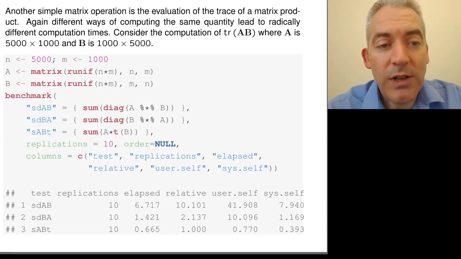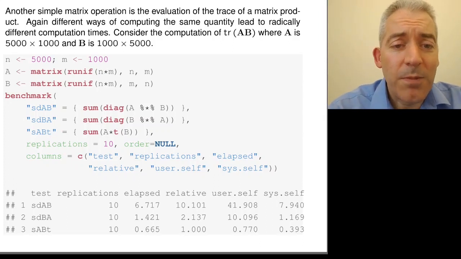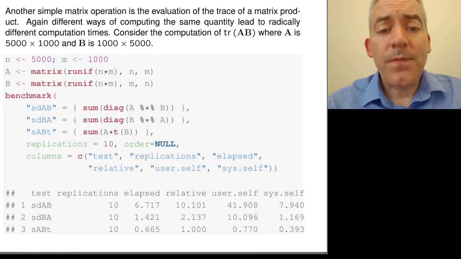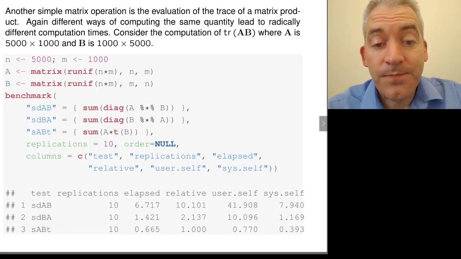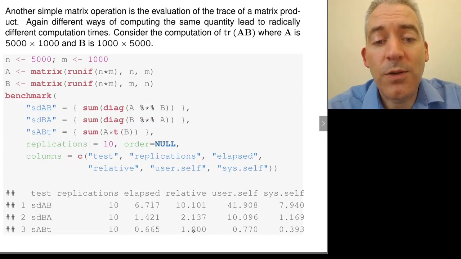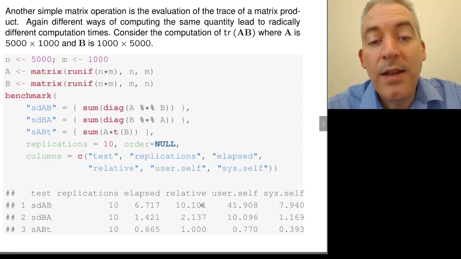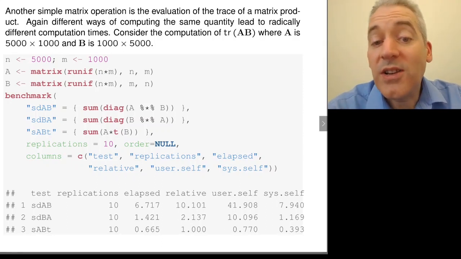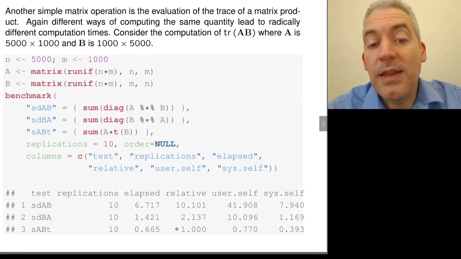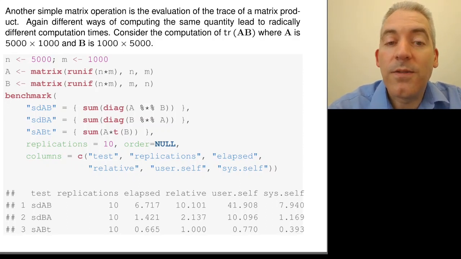Okay, and here, just to illustrate the benchmark package once more before I revert to using system.time for most of the rest of the course, we see that this final method is the fastest if you just look at the elapsed time. If we look at them relative to that final method, so we make that 1, we see that the slightly more intelligent way of doing it takes twice as long roughly, and the very naive way of evaluating the trace actually takes 10 times longer than the really smart way of evaluating the trace, right? So these things really can make a difference.